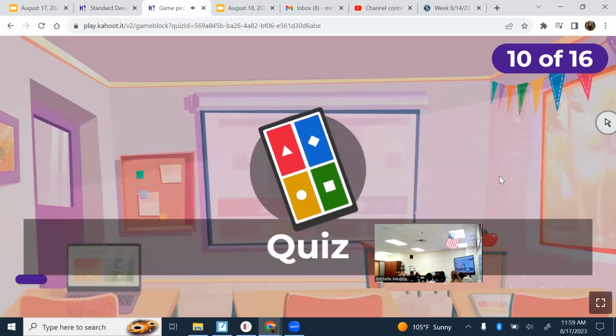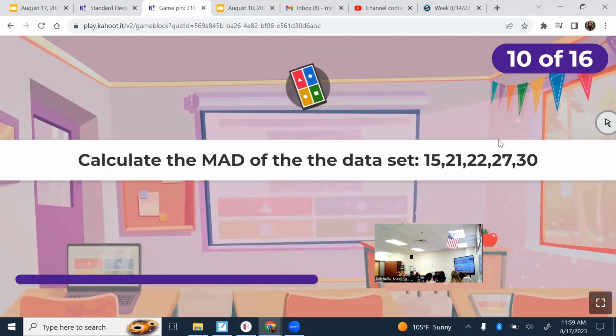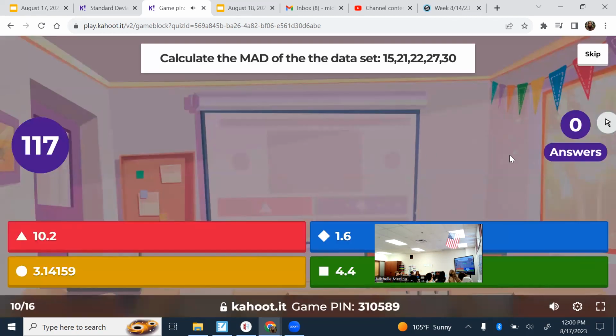Hopefully this one's good. I don't think I've seen this one yet. Calculate the MAD of the data set. So there's your data set: 15, 21, 22, 27, and 30. We're looking for the MAD.